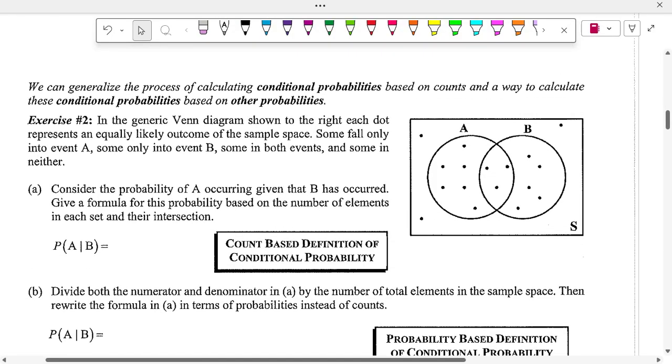So now let's use that knowledge to come up with an actual rule for conditional probability for when we don't have that nice little handy-dandy two-way frequency table.